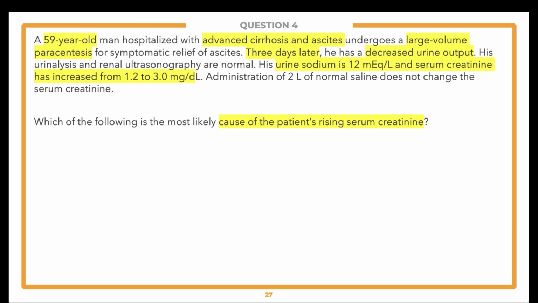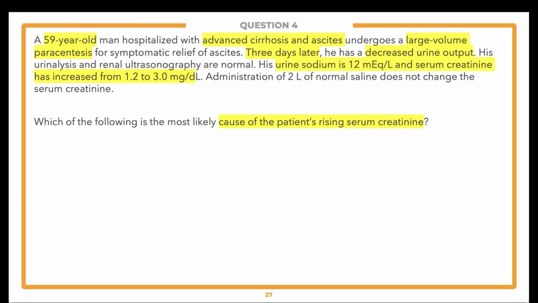Let's have the highlights here. So the cause of the patient's rising serum creatinine. Same kind of question as the last one. It's like, hey, what's causing the AKI, or the acute kidney injury? You've got a 59-year-old man with advanced cirrhosis and ascites. Okay, so you've got to start thinking about that. What are some associations with ascites? He has a large volume paracentesis. So they took a lot of fluid from the patient's belly just to make him feel better. And 3 days later, he has decreased urine output, right?